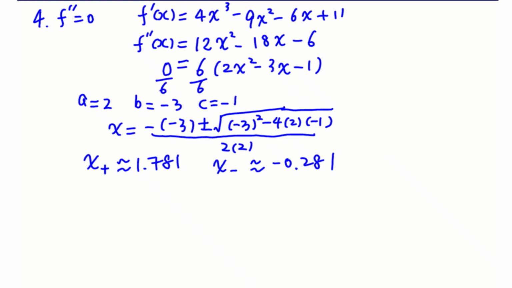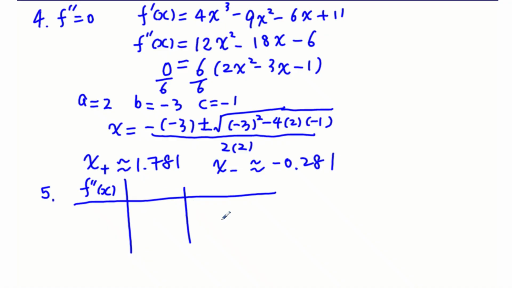Okay, so this is this part. Then we are going to draw the chart to find the concave up or concave down. So first is draw the chart for f double prime x. Then we have two zeros. It will divide the x-axis into 3 intervals. So negative on the left side, smaller on the left side, larger number on the right side.